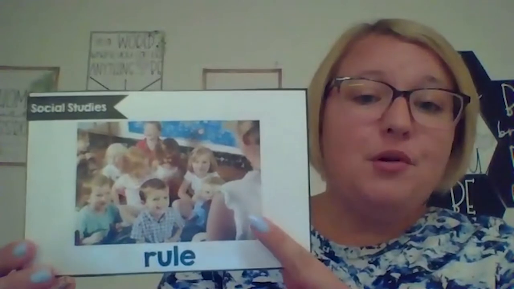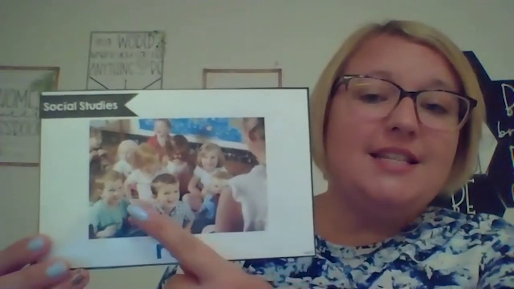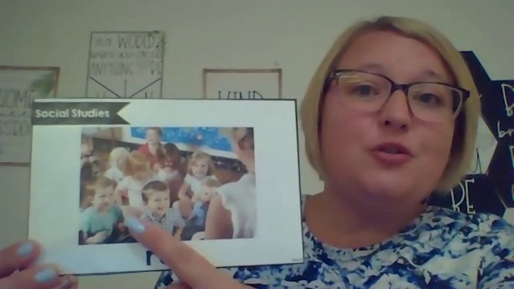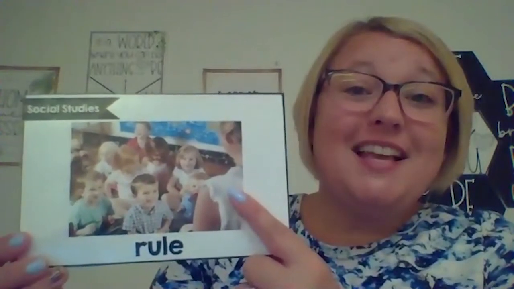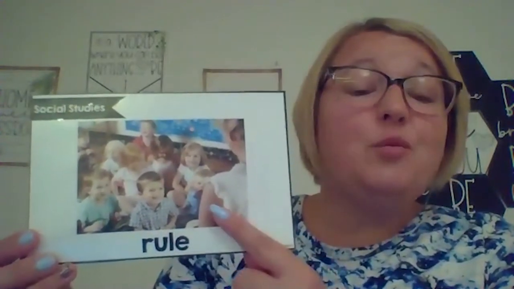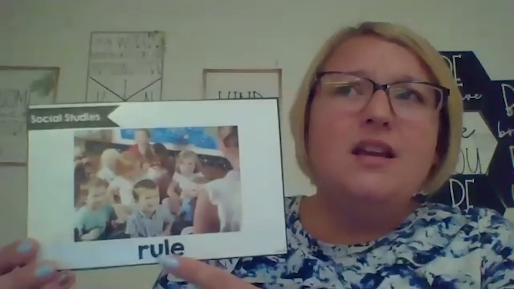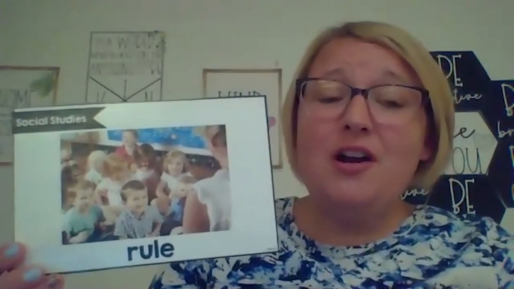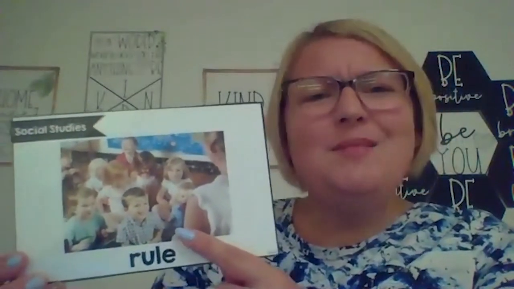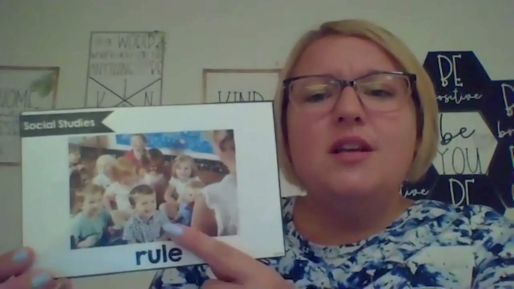So, for example, in this picture, these students are following the teacher's rule. They are sitting on the carpet with their listening ears while she teaches a lesson. That is a rule that we might have in our school. Now, this year, starting out, we might have some different kind of rules. Normally, when we go to school, we sit in our desk, we raise our hand. Those are types of rules that we have.